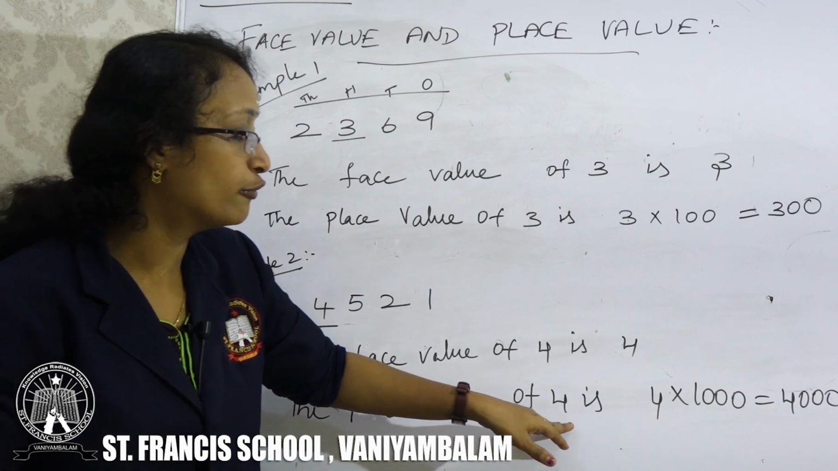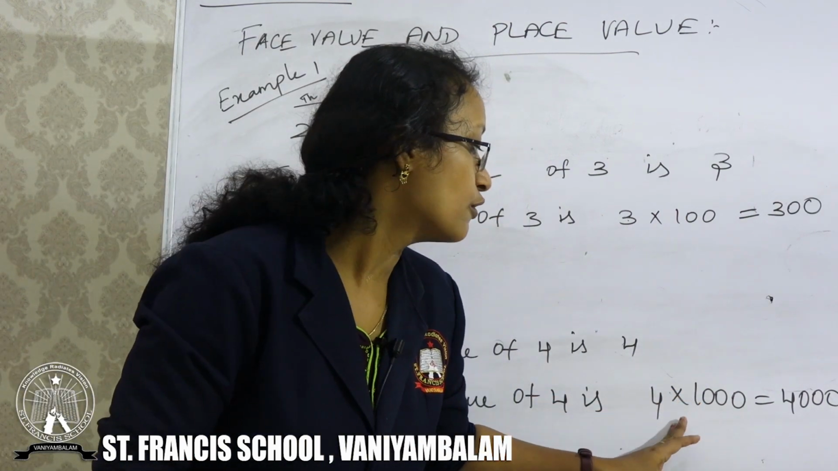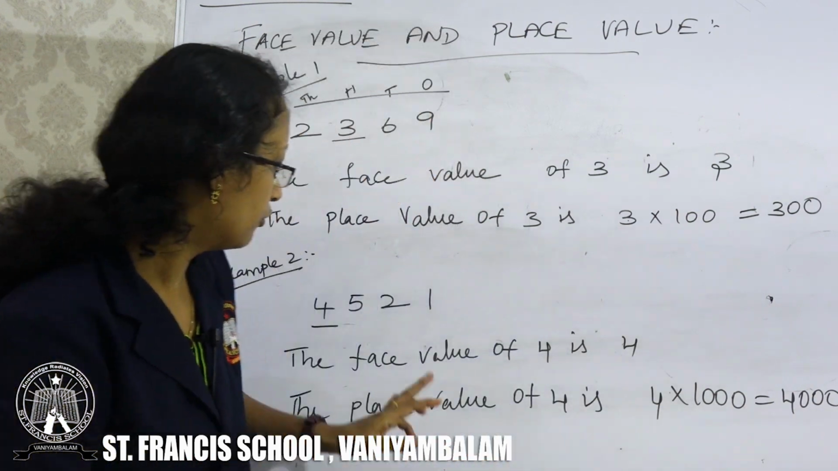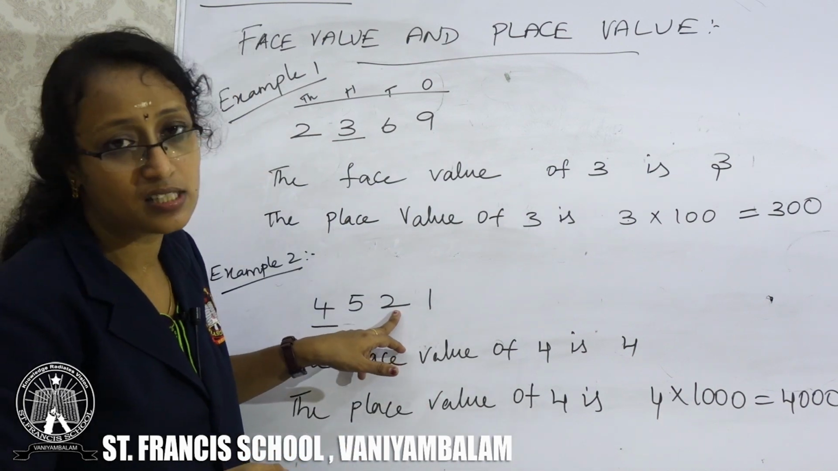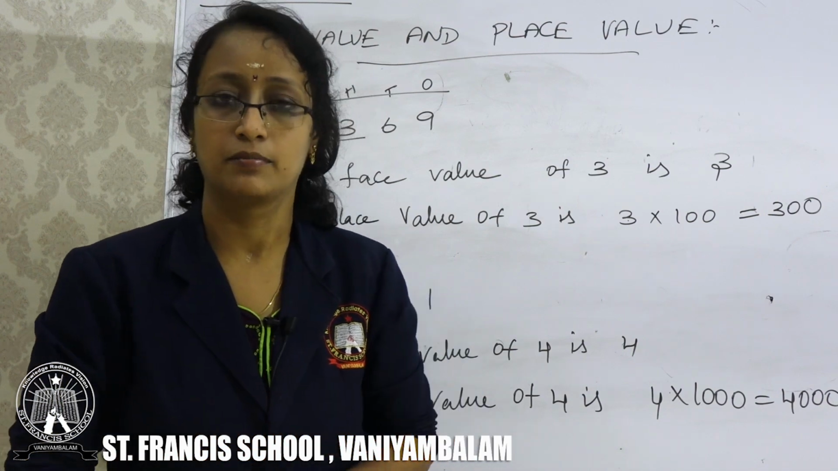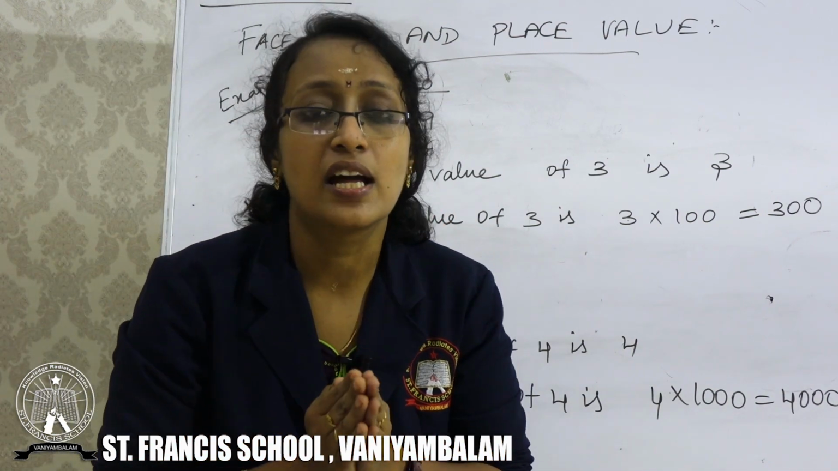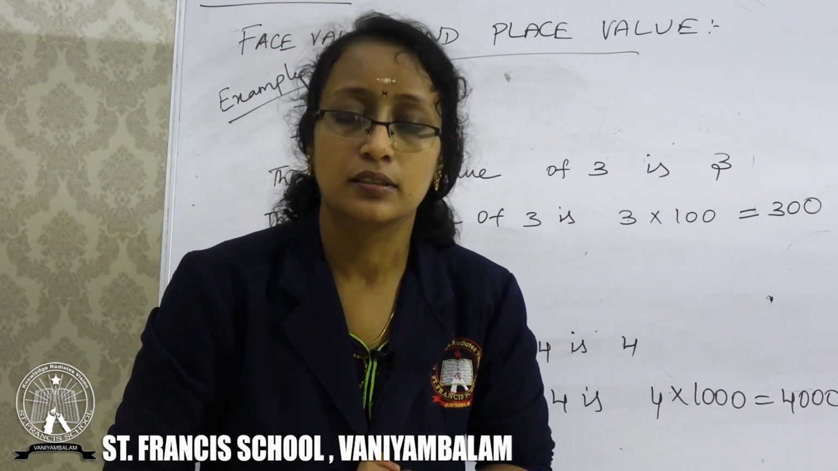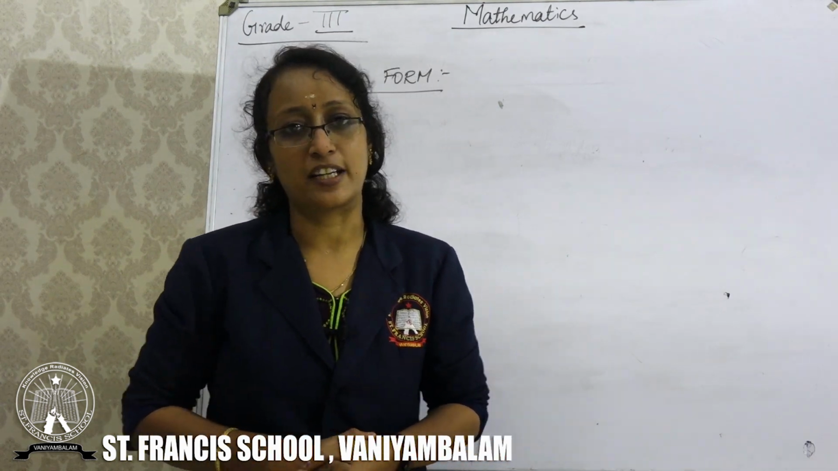And the place value of 4 is, 4 lies in the thousands place. So 4 into 1000 is 4000. What is the place value of 2? 2 is in the tens place. So 2 into 10 is 20. Got it? This is how you will find the face value and place value of a 4-digit number. Our next topic is standard form and expanded form.